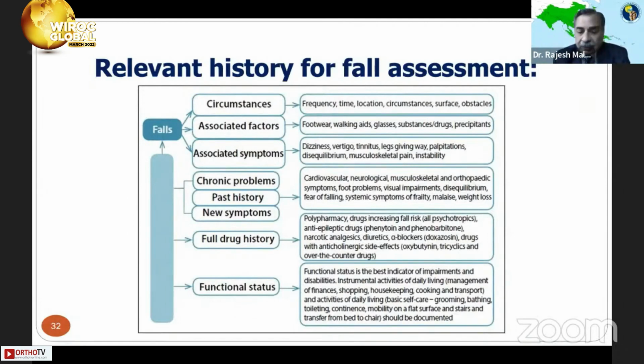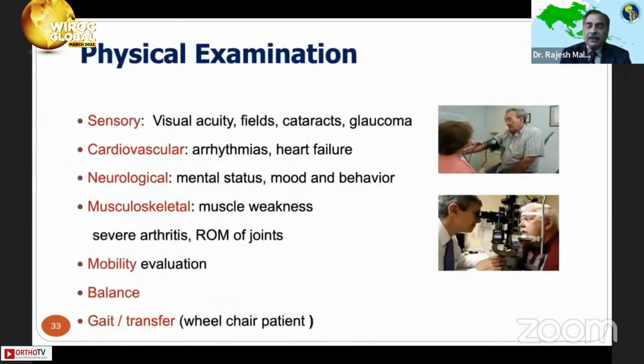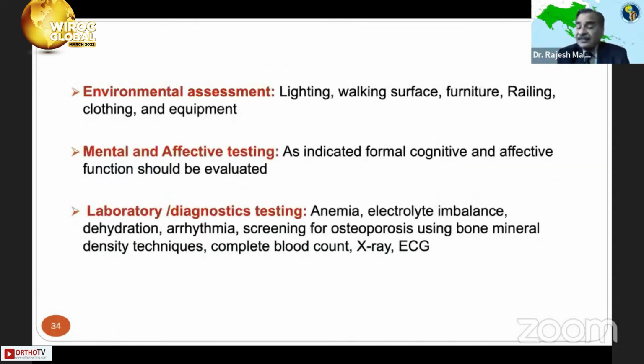And then, of course, you should ask about the functional status, whether the patient was ambulatory, indoor, outdoor, or without support. The physical examination includes the sensory examination, cardiovascular, neurological, musculoskeletal, mobility evaluation, and assessment of balance and gait. The environment assessment is an important part. You must look at the lighting, walking surface, furniture, railing, clothing, equipment, etc., mental and affective testing, as well as lab and diagnostic testing for anemia, electrolyte imbalance, dehydration, arrhythmia, screening for osteoporosis, blood count, X-ray, and ECG.